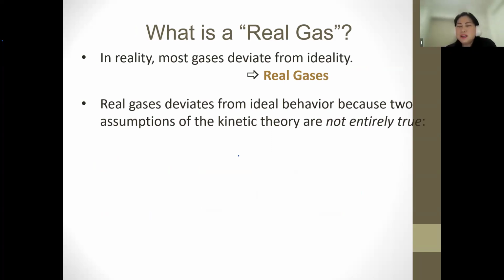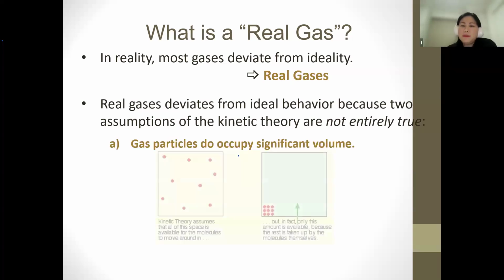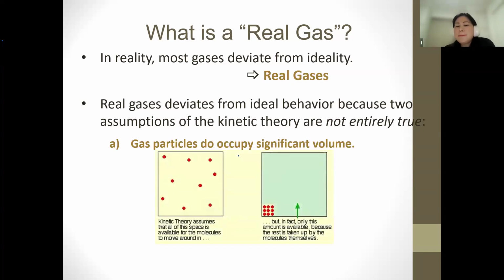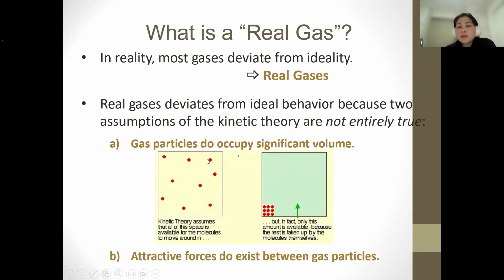And what makes real gases deviate from ideal gas? Mainly because 2 of the assumptions are not entirely true. The first is that gases do not occupy any volume. The kinetic particle theory assumes that all the space available for molecules to move follows the container volume. But if we combine all these gas particles together, you can see that the effective space that the gases can move in is only the area in green, which is actually much smaller. The gas molecules themselves take up a certain volume, but we are ignoring that.